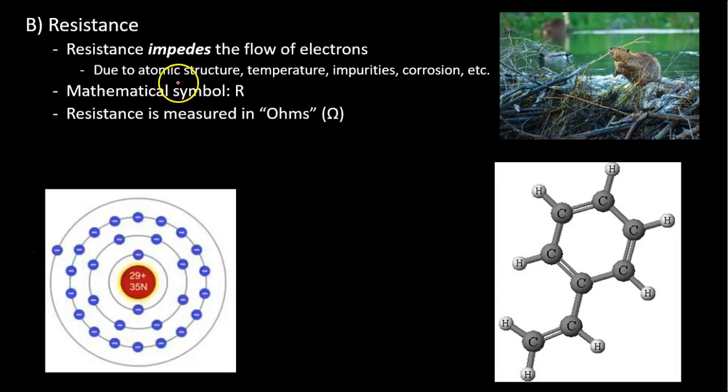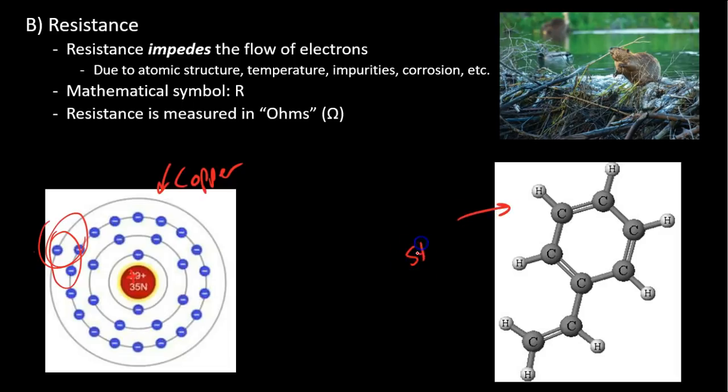Resistance could be due simply to the atomic structure of a material. I have right here a representation of copper. And copper has a lot of electrons. Remember, electrons don't like each other. So these electrons that are really far away, they don't really like being next to these other electrons. They're far away from the positively charged thing that they do like. It's easy for these electrons to drift around. They have a very low resistance.